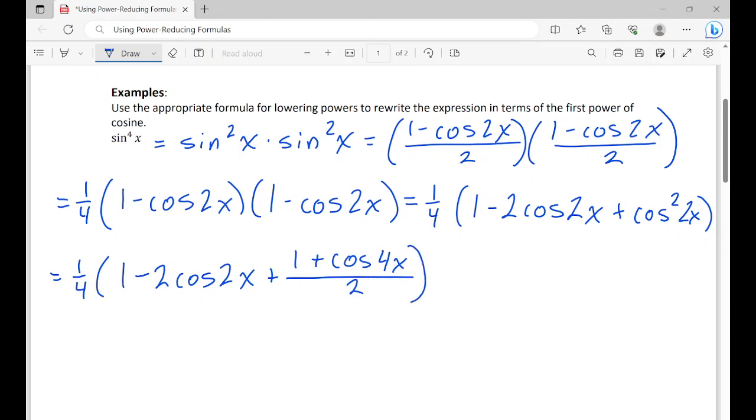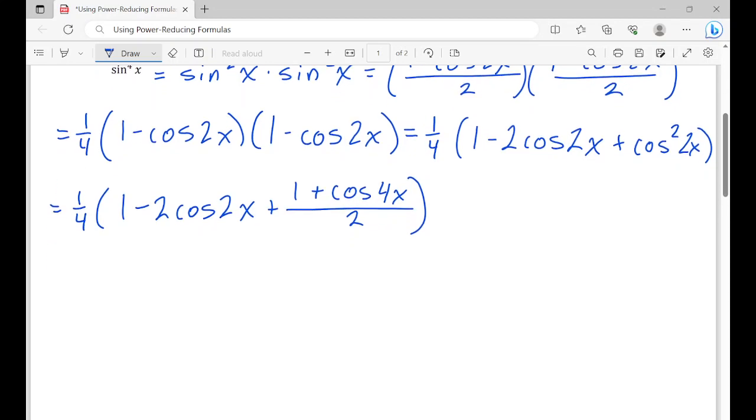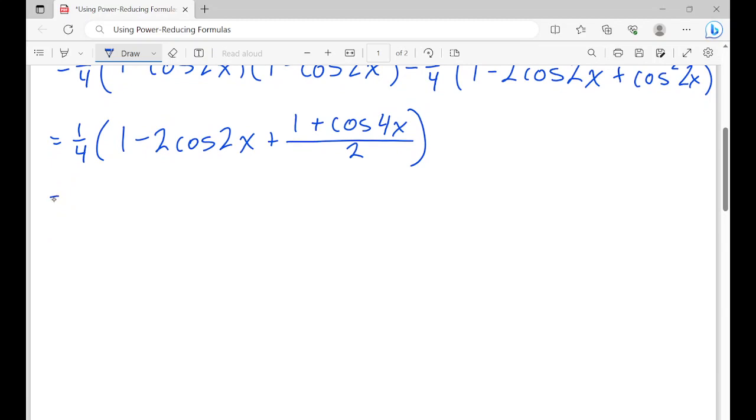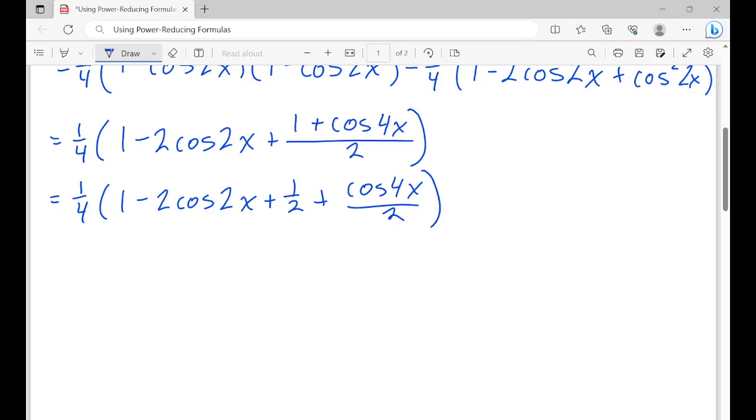And from here, I'm going to look at that and say I can break these two up into 1 over 2 plus cosine 4x over 2. So I'm going to break these two up. I'm going to just go straight down because I need the extra room. 1/4, 1 minus 2 cosine 2x plus a half plus cosine 4x over 2, like so.